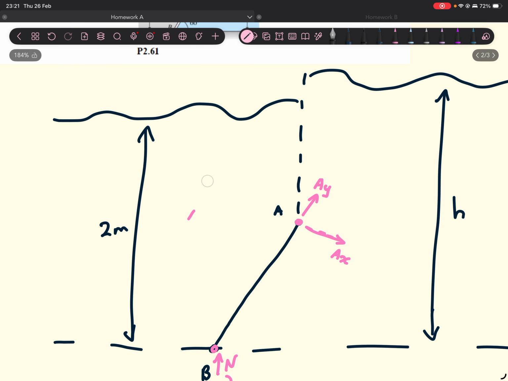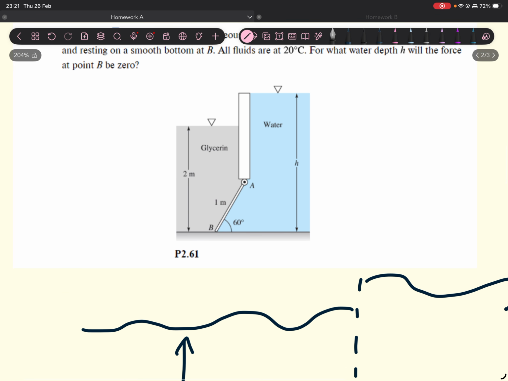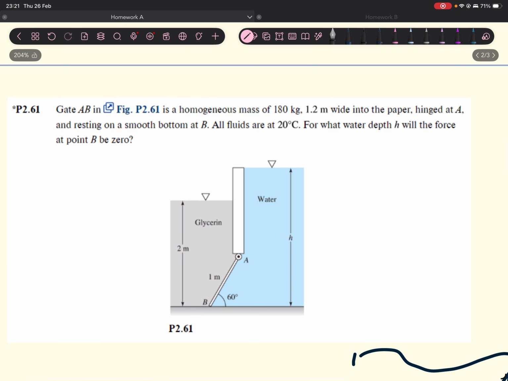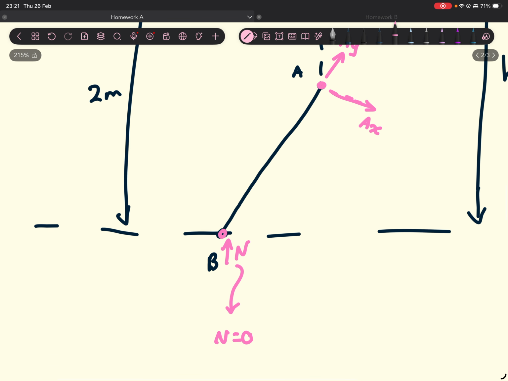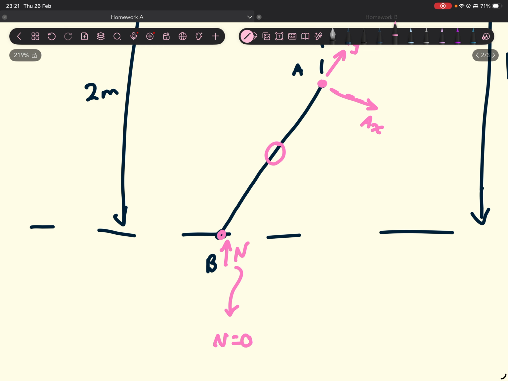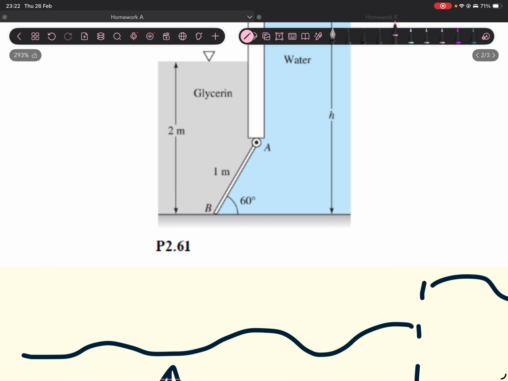Okay, and then another thing we're going to have is the weight of the gate. So we're told that the mass is 180 kilograms, and that will act at the center of mass, which is basically at the center of the gate, I guess, right? And then another thing we're going to have is the center of pressure. So this fluid over here is pushing on the gate. This one is also pushing on the gate.